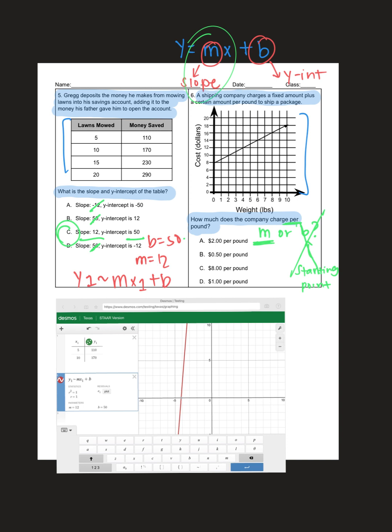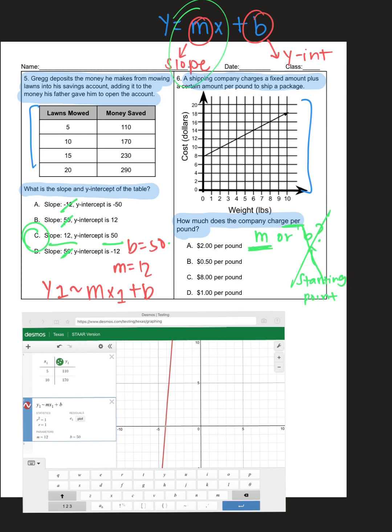Well, I need to create a table, but I don't have a table, I have a graph. So what we need to do is we need to find 2 pretty points. Remember, pretty points are points that land perfectly on the graph. So for example, this is a pretty point. And I want you to tell me my x value, and in this case my x value is 2, and my y value is 10, so there's my first coordinate.